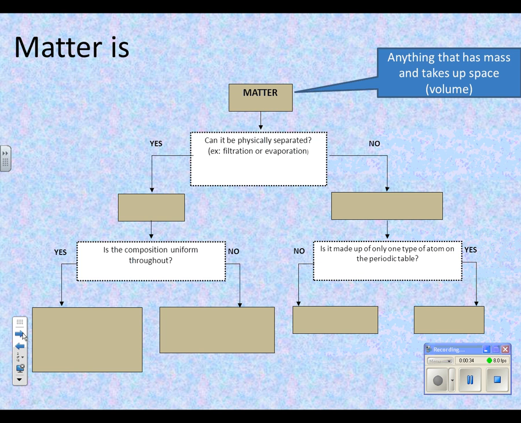Its definition is anything that has mass and takes up space, which means volume. So if it has a mass, if you can weigh it, and it takes up any type of space, if it has any kind of volume, it's considered matter.